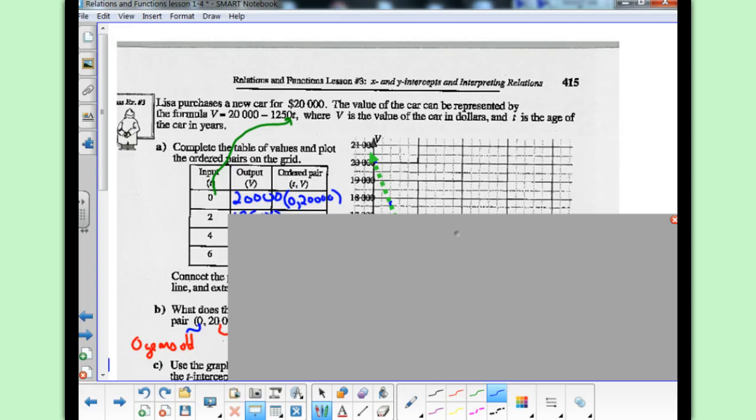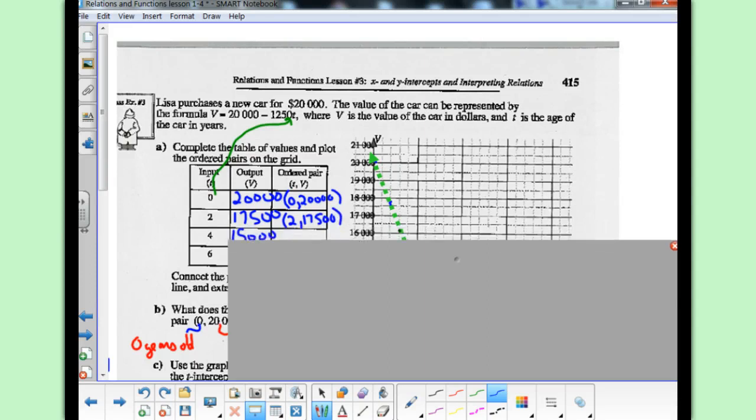In the second one, what happens at 2 years? Well, if you plug in 2, you end up with $17,500, right? So after 2 years, your car is worth $17,500. After 4 years, plug in 4, and if you're wondering how we're calculating that, I'm using my calculator. $20,000 minus 1,250 times 4. You're plugging it into that equation for value.